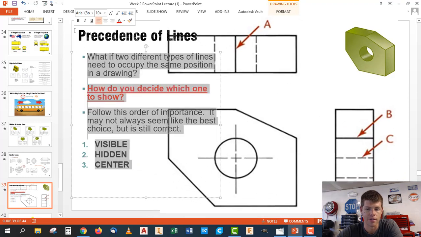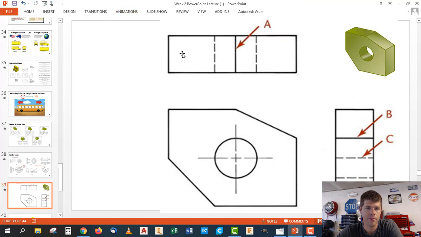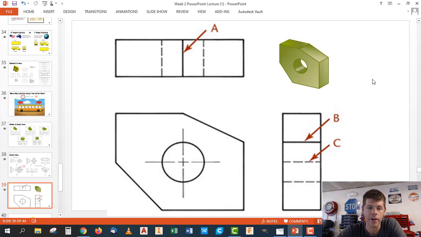And just for kicks, let's take this out. Oops. Okay, so here's our drawing. Hopefully you guys can see that better. So if we look at example A right here, what's overlapping?